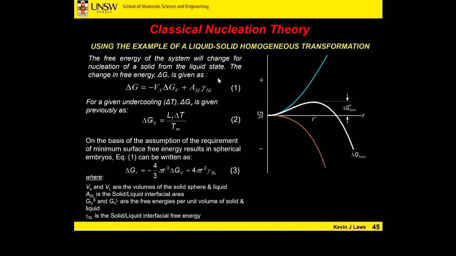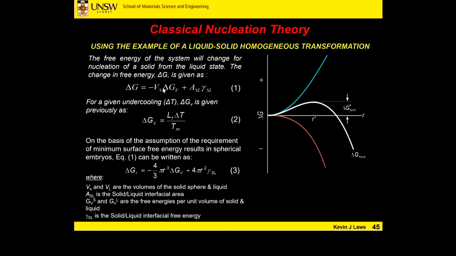So the free energy of the system will change for nucleation of a solid from the liquid. The change in free energy, delta G, is given by this equation here. All right? So delta G is equal to negative Vs. Vs and VL are the volumes of the solid sphere and liquid. So here we're looking at the volume of the solid sphere. This is negative because we're essentially taking material away from the liquid. VL minus VS in terms of the volumes of things that are forming.